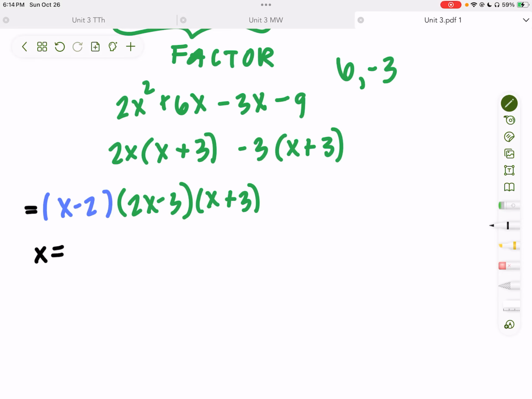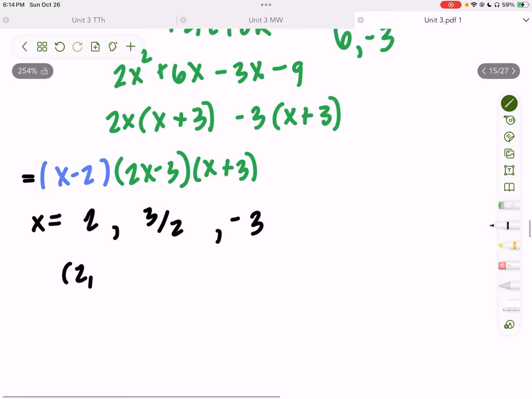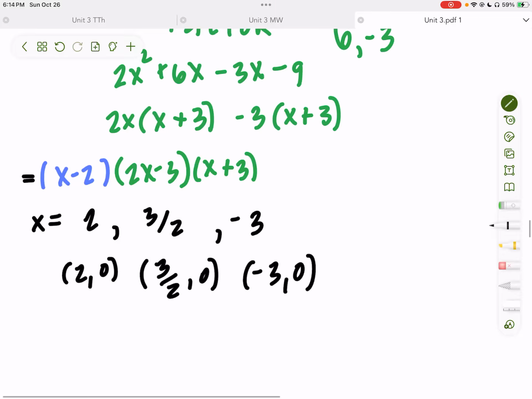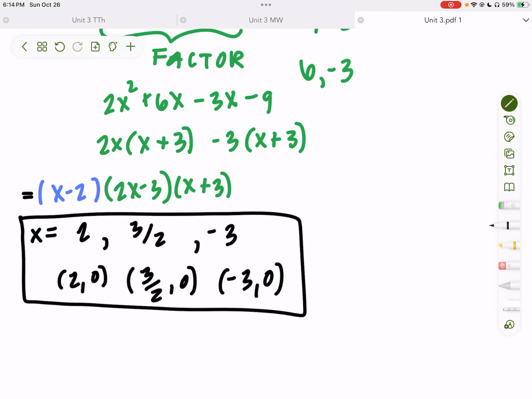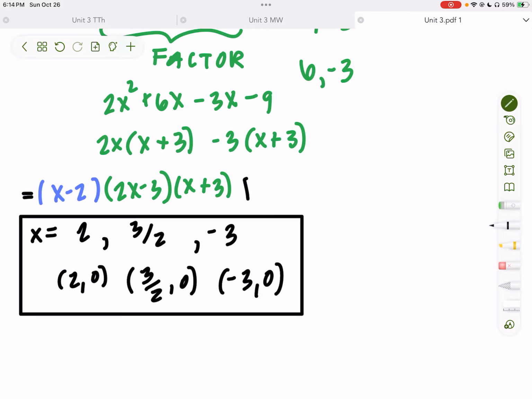If I want x-intercepts, I have 2, 3 halves, and -3, or you could write them as coordinates. Your choice there, okay? But those are going to be all of your x-intercepts. You're going to have 3.